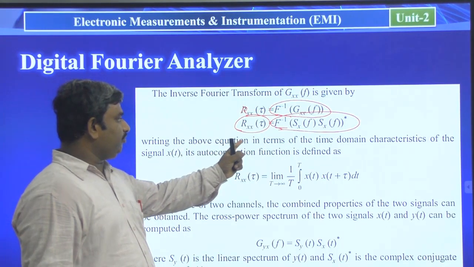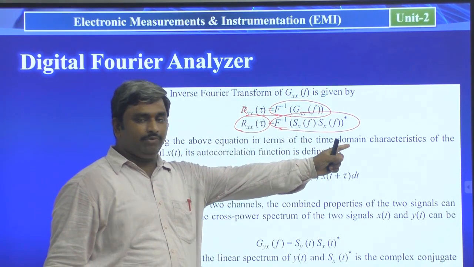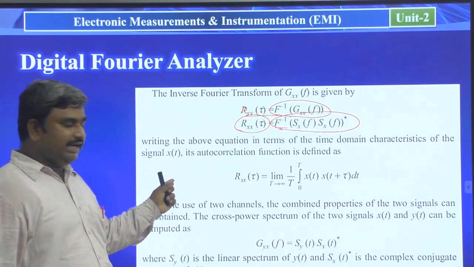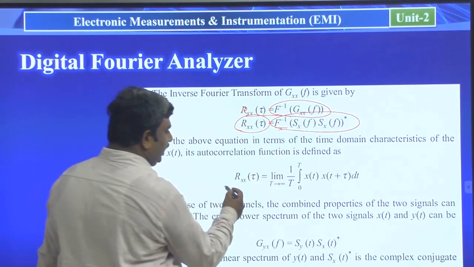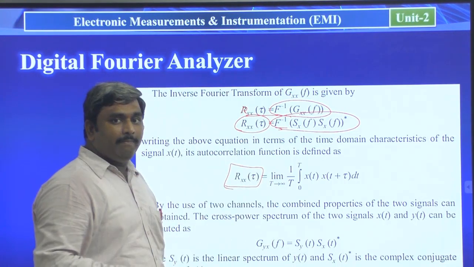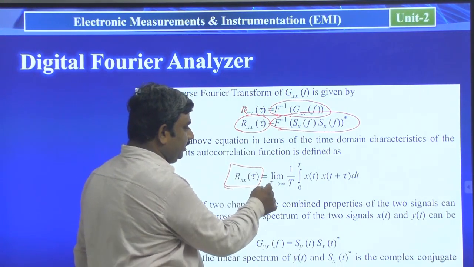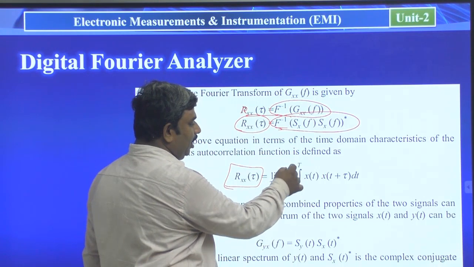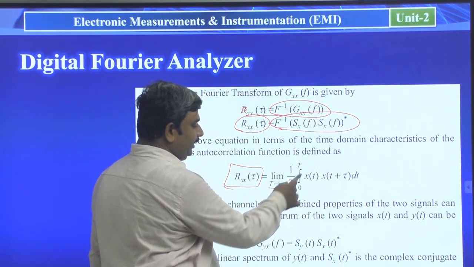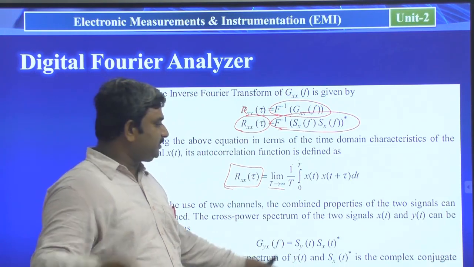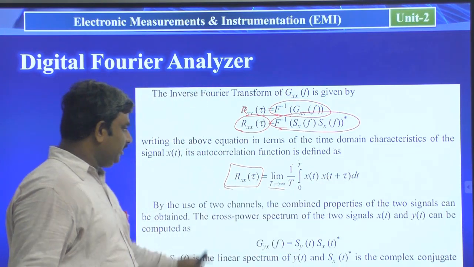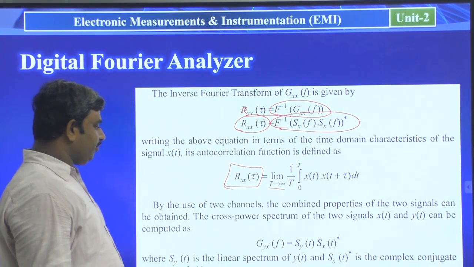Writing the above equation in terms of the time domain characteristics of the signal x of t, its autocorrelation function Rxx of tau is defined, using limits, as the limit T tends to infinity of 1 by T into the integral from 0 to T of x of t into x of t plus tau dt. So this is the Rxx of tau function.